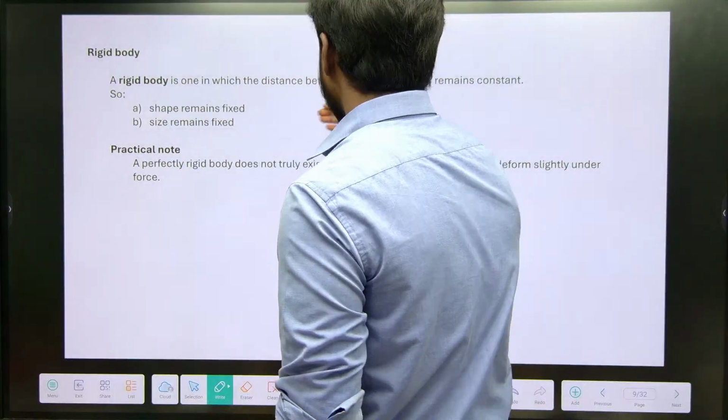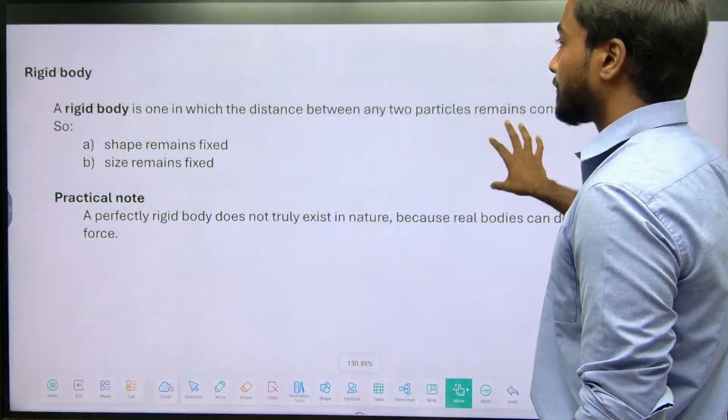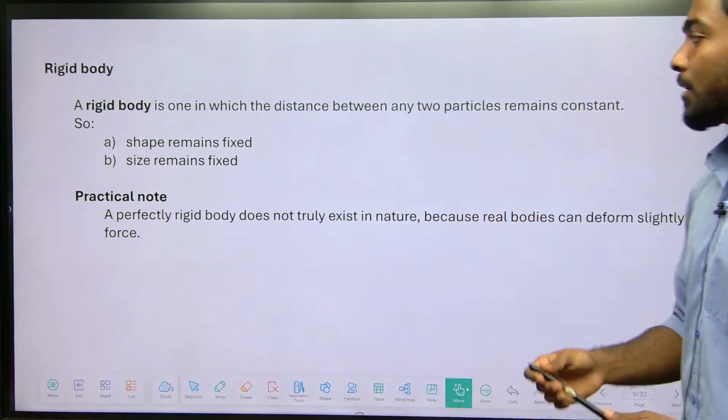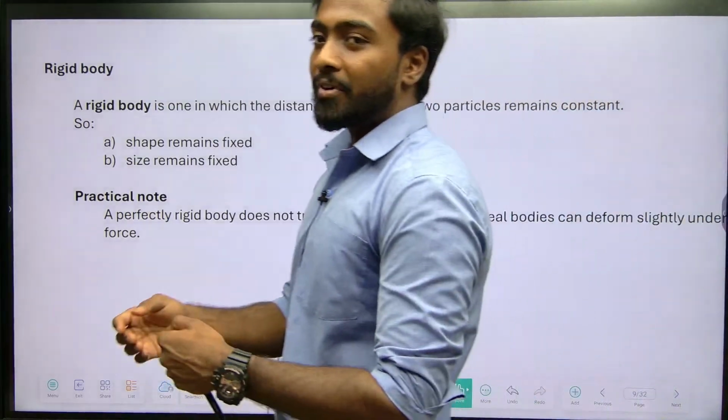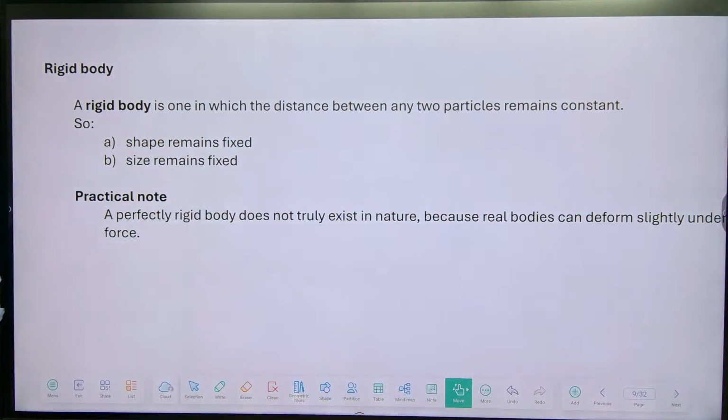So write the next topic, rigid body. A rigid body is nothing but a body whose shape will be fixed, and the size also will be fixed, like a solid. A rigid body is one in which the distance between any two particles remains constant. It's not like a fluid, either liquid or gas. Obviously in liquid or gas, the particles' distance keeps on changing, but in a solid the particles' distance remains constant. So its shape remains fixed and size also remains fixed.